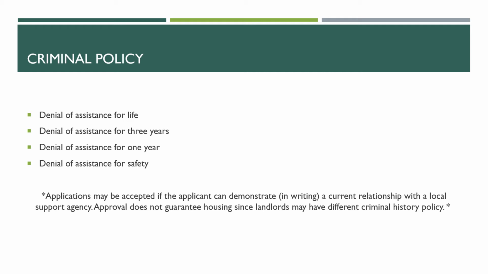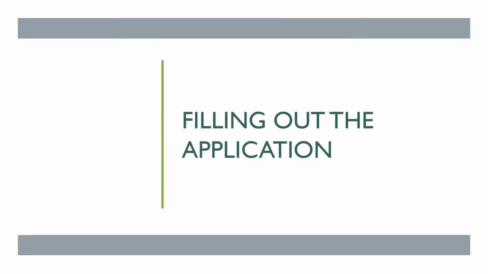Applications may be accepted if the applicant can demonstrate, in writing, a current relationship with local support agencies. Approval from the housing authority does not guarantee housing, as landlords may have a different criminal policy. Now on to filling out the application. When filling out the application, be sure to write clearly and fill out all portions of the paperwork.